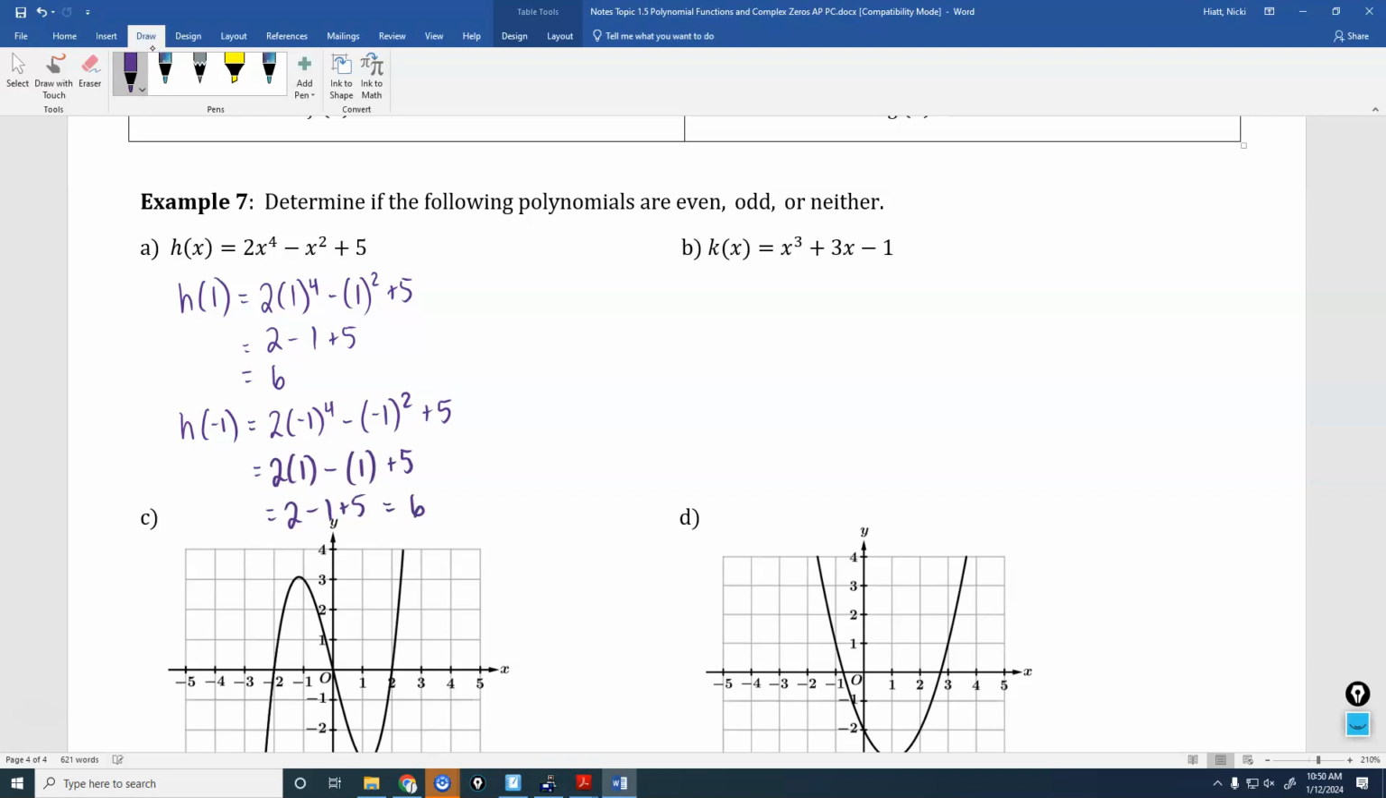So I plugged in the positive and the negative for a number, and I got the same y value. If you think about graphing this, what that means is I had the point (1, 6) right here, and then I've got the point (-1, 6) over here. So that's going to be symmetric about the y-axis. This is an even function.